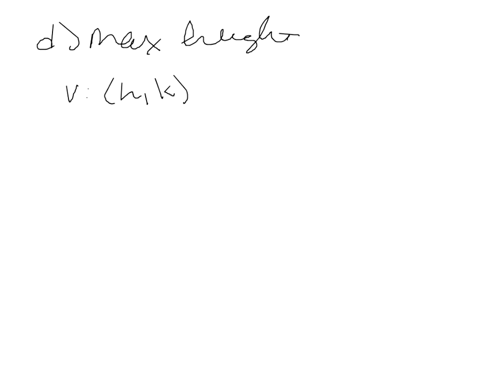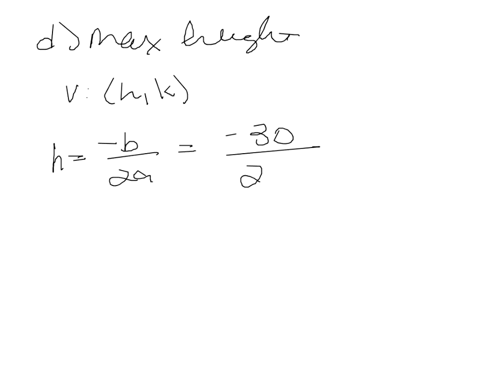Part D, what is the maximum height of the ball? To answer the maximum height question, we need to find the vertex, that's h, k. It's in general form, so we're going to use the formula minus B over 2A. Remember that B is 30, and we have 2 times minus 16. So 30 divided by 32 is, let me convert it to a fraction, 15 over 16. That's the time in seconds.